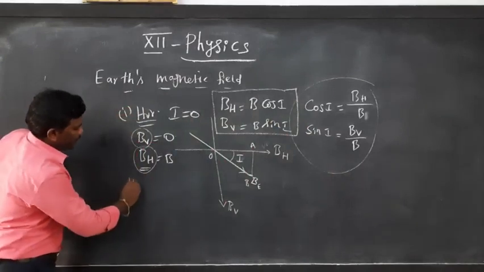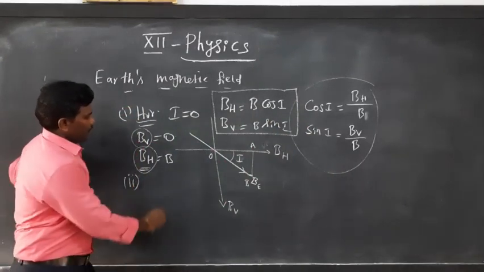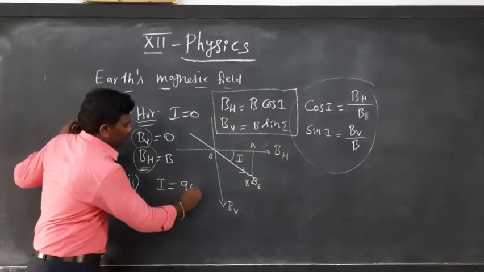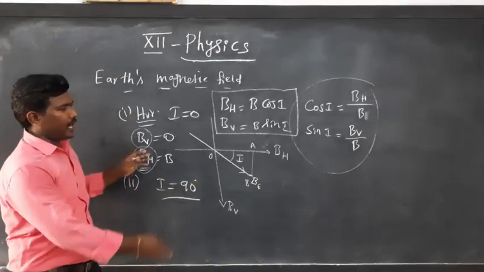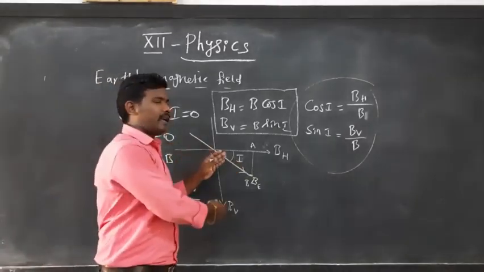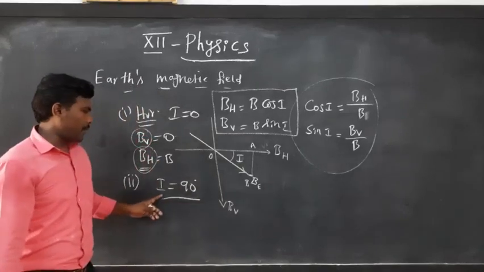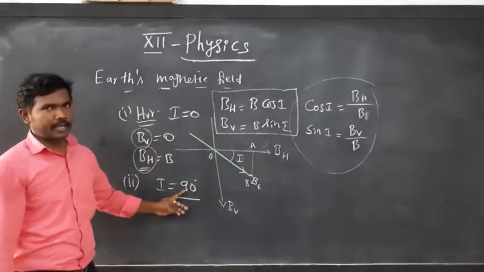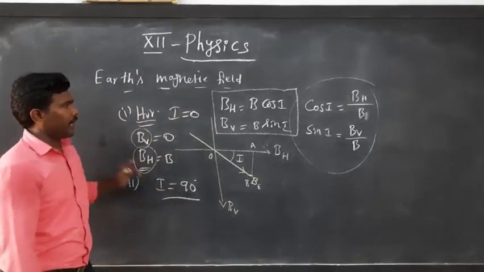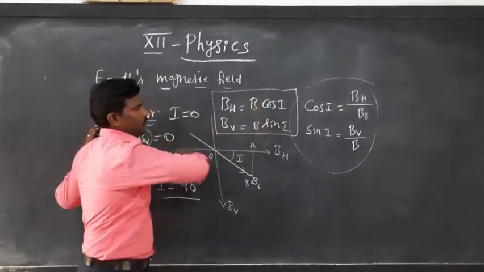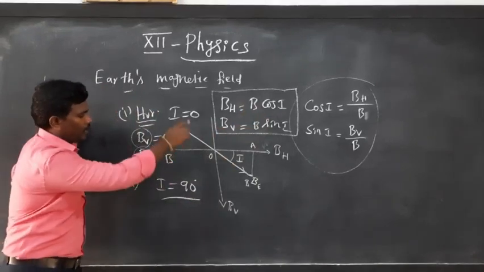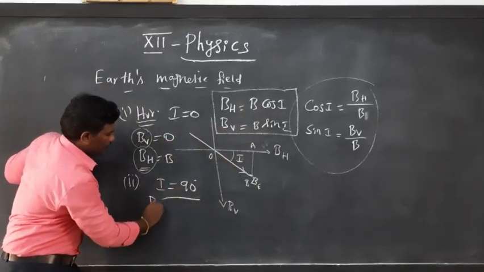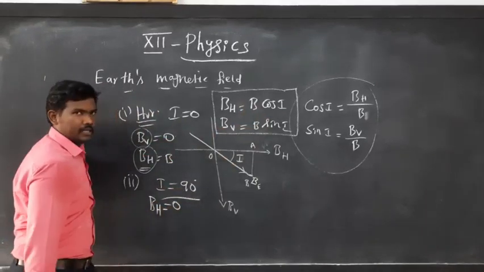For the second case, special case 2, we apply the reverse. I is 90 degree. That means the needle of the compass is aligned vertically. The inclination value is 90 degree. So we apply I equal to 90 degree in these two formulas. We get cos 90 is 0, so the BH value is equal to 0.